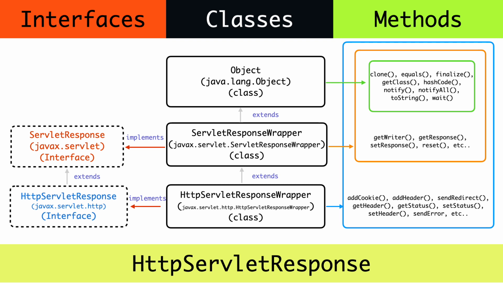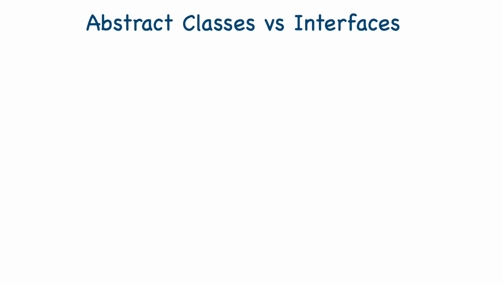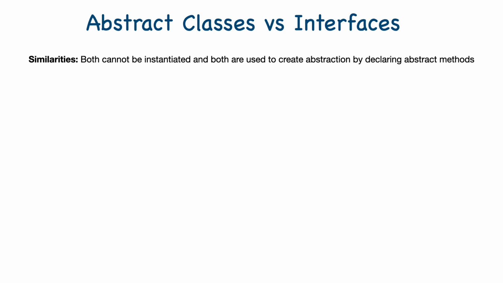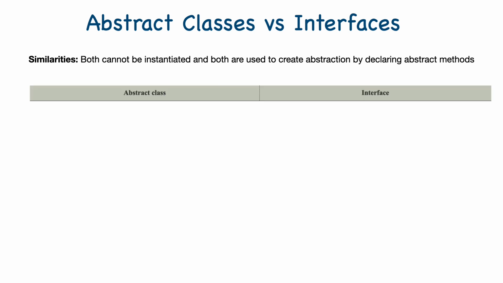Now I would like to briefly give the similarities and differences between abstract classes and interfaces. When it comes to similarities, both cannot be instantiated, which means that you cannot create objects out of abstract classes or interfaces, but both are used for abstraction, which means that you have abstract methods where you only define the methods without the body, and you leave it for the user to define the body of the method. These are the similarities.